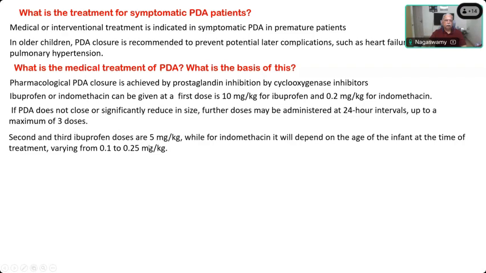The second and third doses are 5 milligram per kg for ibuprofen, while for indomethacin it will depend on the age of the infant, and it may vary from 0.1 to 0.25 milligram per kg. What are the other options for treatment? You said about ligation. Anything less invasive than that?